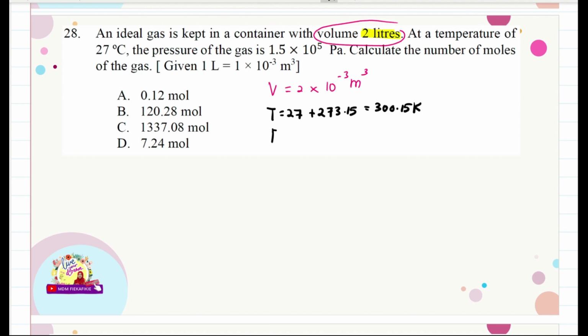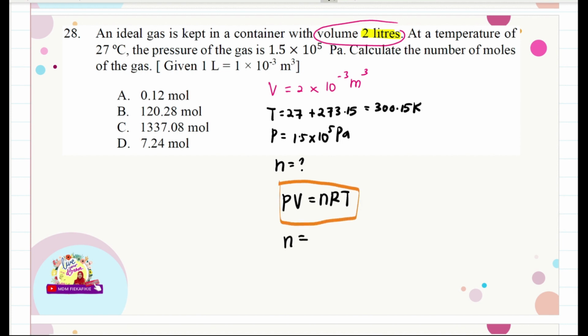And then, given that the pressure of the gas, calculate the number of moles of the gas. Okay, ni simple sangat. Kita nak kira n. So, kita hanya guna formula PV is equal to nRT. And then, kita boleh cari n. n is equal to PV over RT. So, you substitute all the values, you akan dapat 0.12 mole. Okay. So, the answer is A.